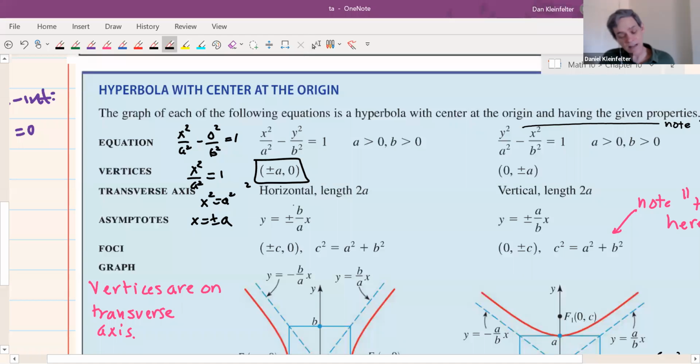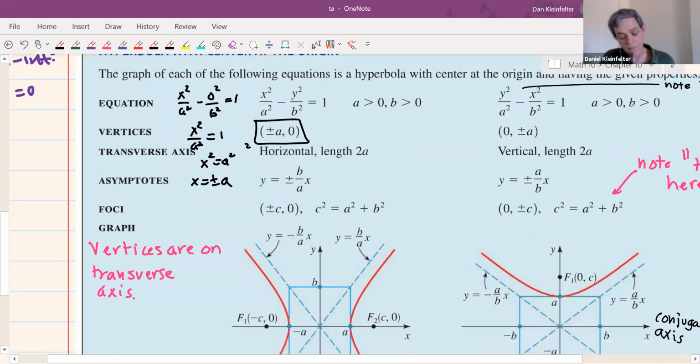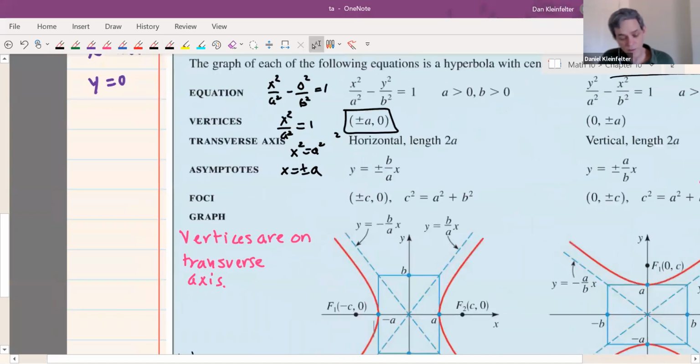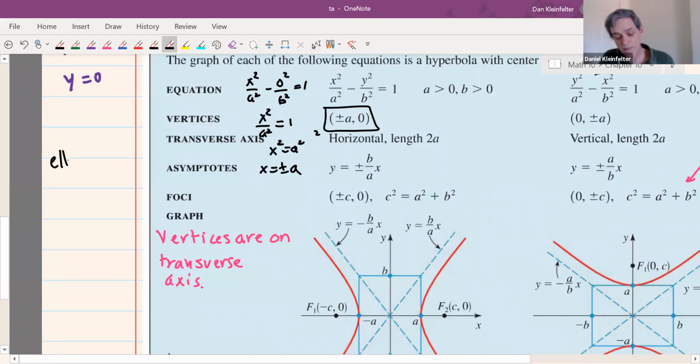And if it's side opening, as this hyperbola is, it's going to be horizontal and have length 2a. We're going to skip over the asymptotes and come back to that, okay? Formula for the foci, okay? We had a formula for the foci on an ellipse. We saw that it was c squared is a squared minus b squared, right? On a hyperbola, it's a similar look, but it's a squared plus b squared.